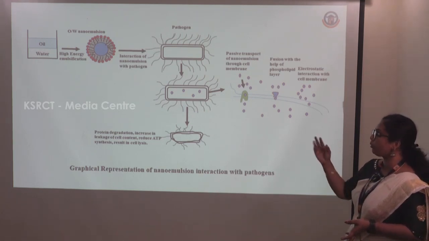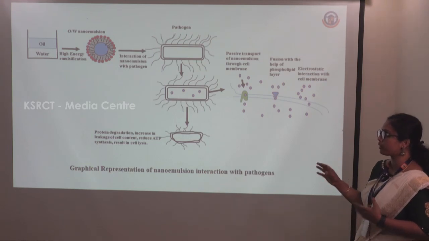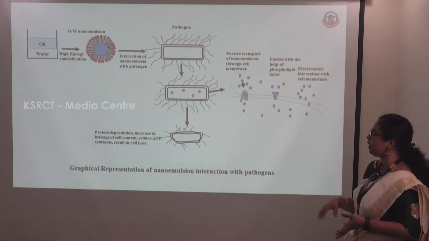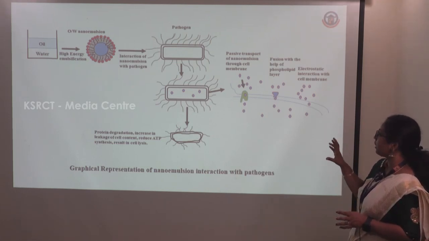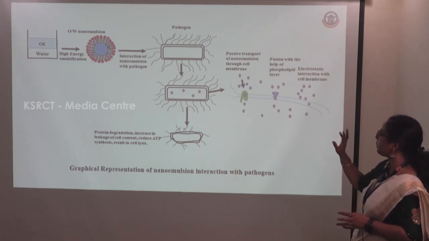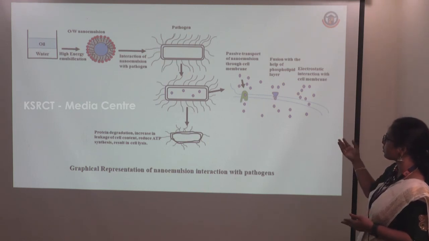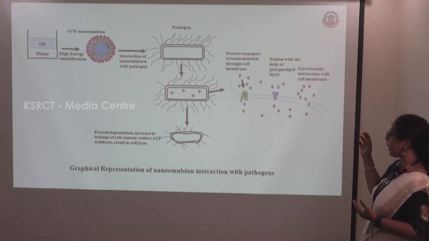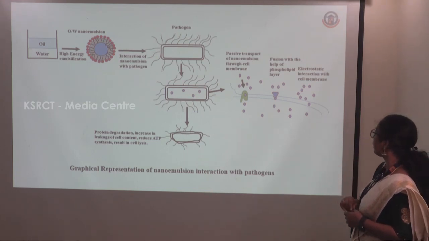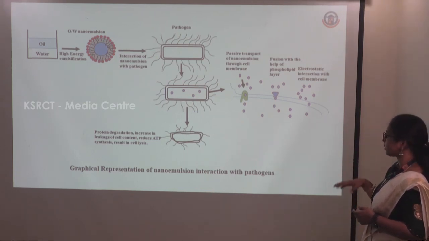Normally, the oil-in-water or water-in-oil nanoemulsion is prepared using a high energy or low energy method. Once it is prepared and interacting with the pathogen, the interaction can happen in three ways. One is the passive transfer of the nanoemulsion through the cell membrane. Next is fusion with the help of a phospholipid layer. Otherwise, it will be an electrostatic interaction with the cell membrane.